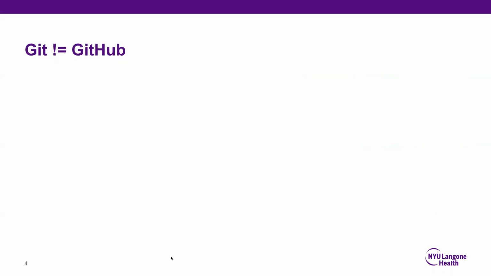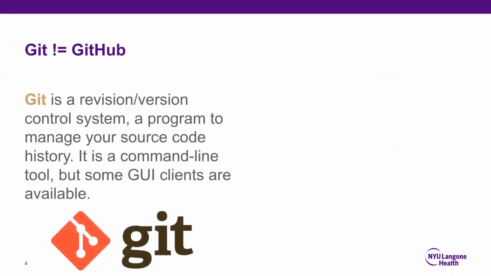Okay, a little bit of a caveat to start out, and that is to say that Git does not equal GitHub. Git is a revision or version control system, sometimes shortened to VCS, and that is a program to manage your source code's history. It is mostly a command line tool, but we do have some local GUIs, or graphical user interface clients, available for use. Today we're going to use the command line, but if you don't want to work on the command line, there are GUI clients, and those include GitHub Desktop and two pieces of software called Fork and Kraken.